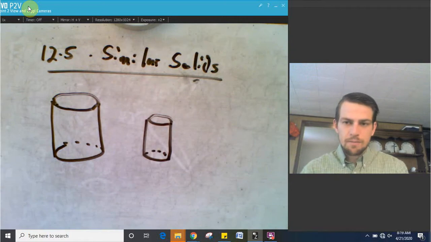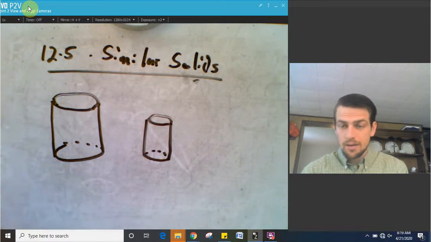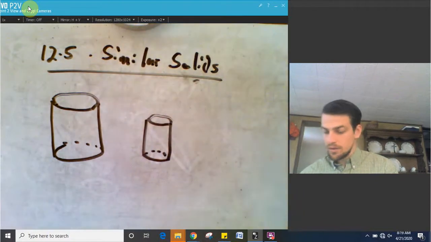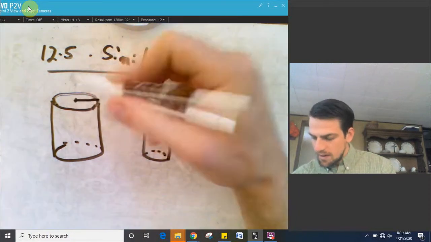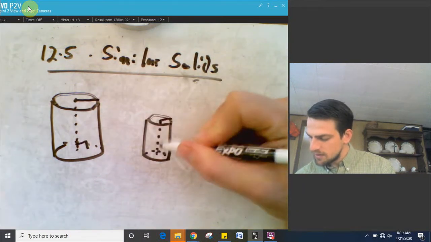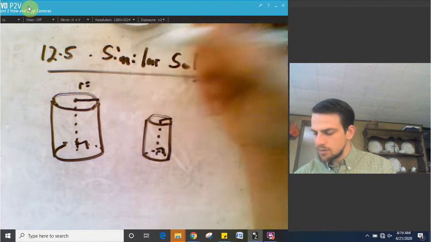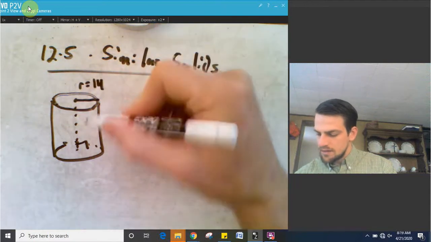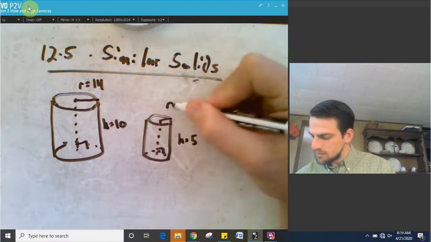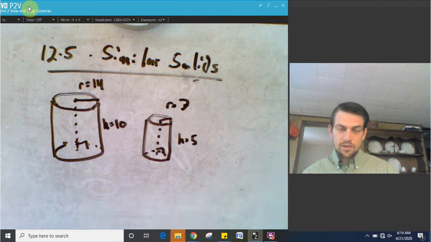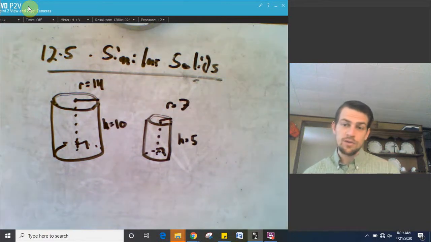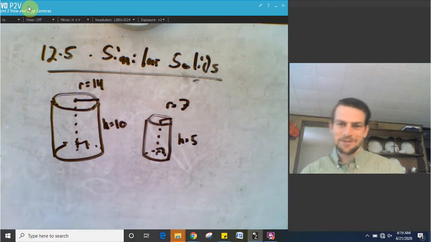So I have two cylinders here, and the way you would tell if they are similar would be if they have the same proportions, the same ratios. So you could look at the radius, and you could also look at the height. Those are the two measurements that we have in cylinders. We have the radius and the height. So if the radius here is equal to 14 and the height is equal to 10, and here the height is equal to 5 and the radius equals 7, then they would be similar because 7 times 2 is 14, 5 times 2 is 10, so the scale factor is 1 to 2, or 2 to 1 if we're going from left to right. Doesn't really matter.